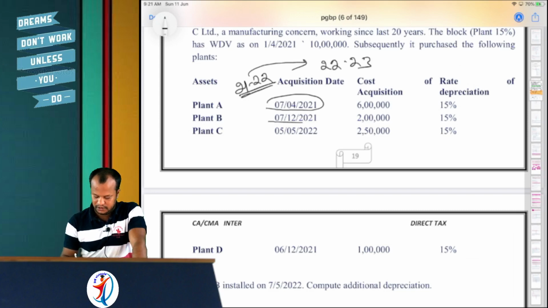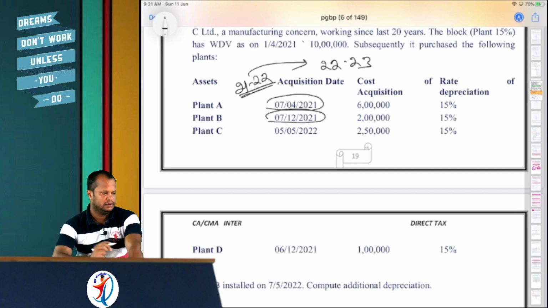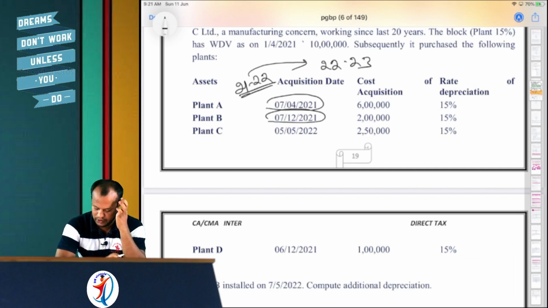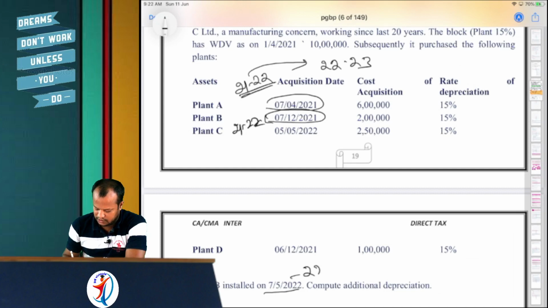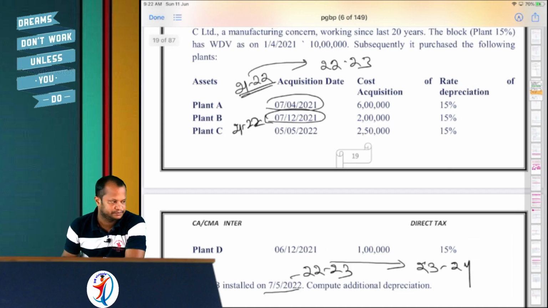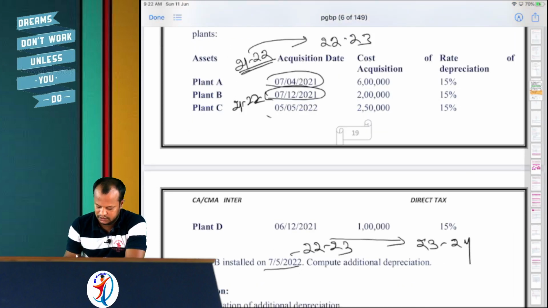Plant B is acquired in the year 21-22. But plant B is installed in 22-23. So depreciation can be claimed in 23-24 assessment year. Plant C is acquired in 22-23. So depreciation can be claimed in the assessment year 23-24.